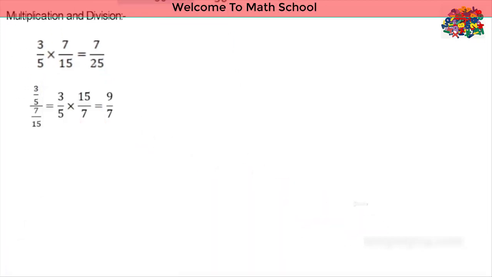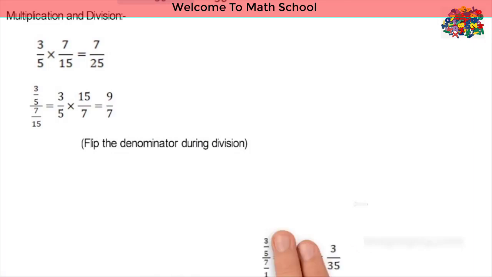Similarly when you do the division, 3 by 5 divided by 7 by 15, whenever you want to bring your denominator to the numerator, just reciprocate the values. So 3 by 5 multiplied with 15 by 7. So this will be 9 by 7. So whenever you are doing division with fractions, just flip the second fraction.